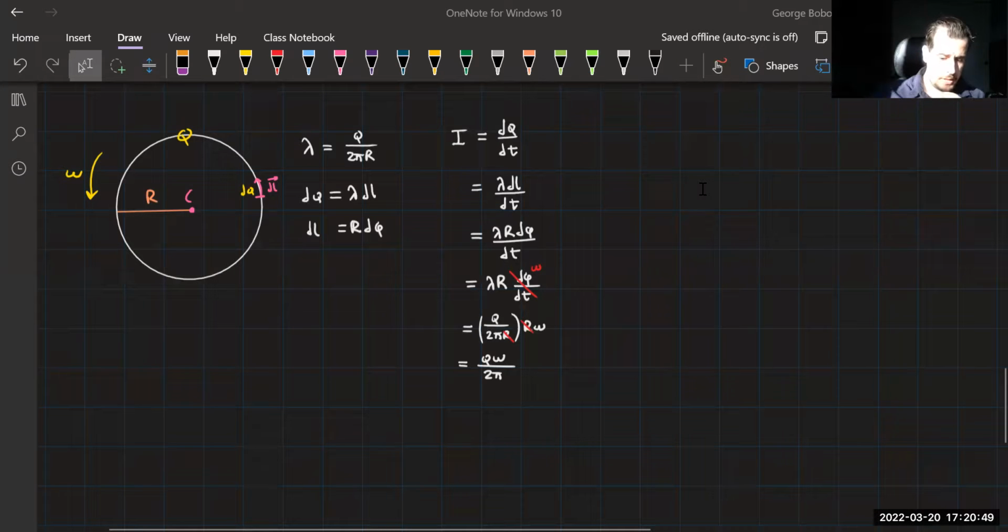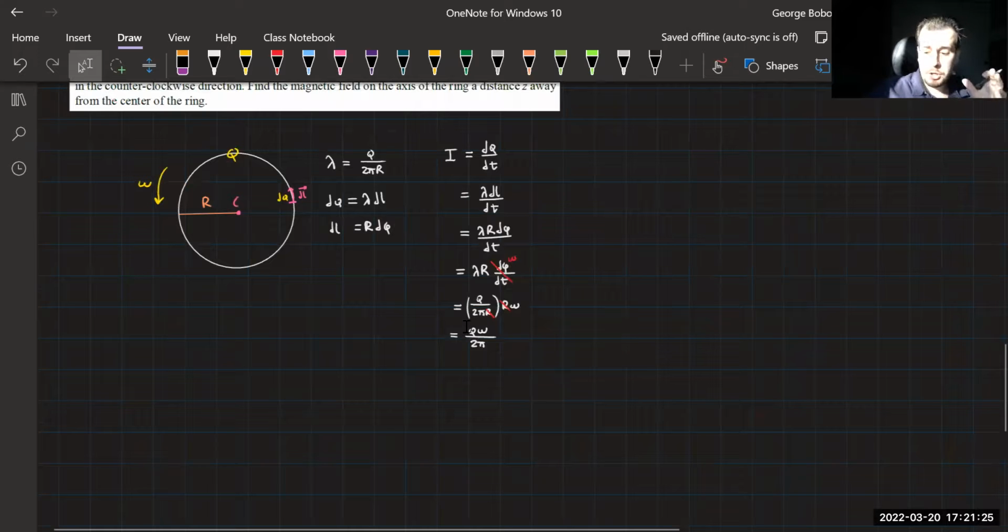Awesome, we're all back. So we got our current. Again, I expressed dq as lambda dl. Kelly had found what lambda is, and Bogdan what dl is. We plugged in dl, and then I noticed that I'm getting d phi dt, which is just omega. I collapsed that to omega, put in the actual lambda, did a rearrangement, and got my current. Done and done.